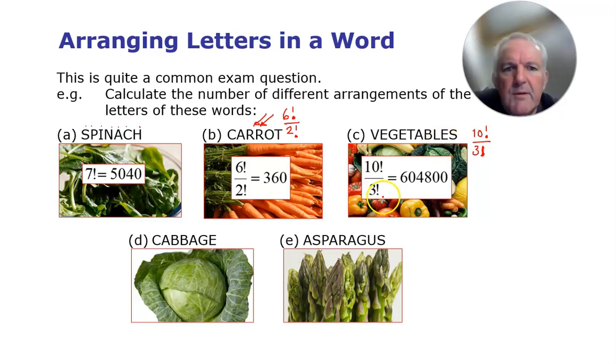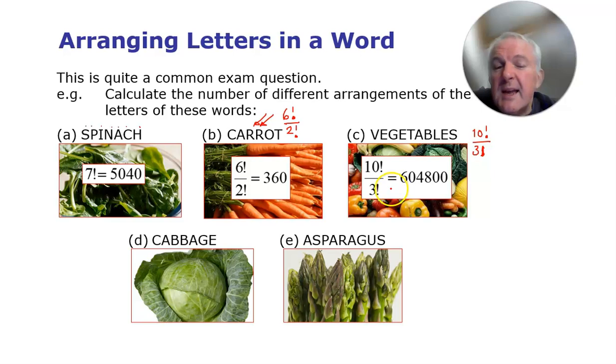10 factorial divided by 3 factorial apparently is 604,800. That's a lot of different words. You can make out the letters in vegetables, but apparently there's 604,800 words. Now, how many of those make proper words? I imagine it's quite limited. But there you go, there's lots of different ways of arranging those letters.